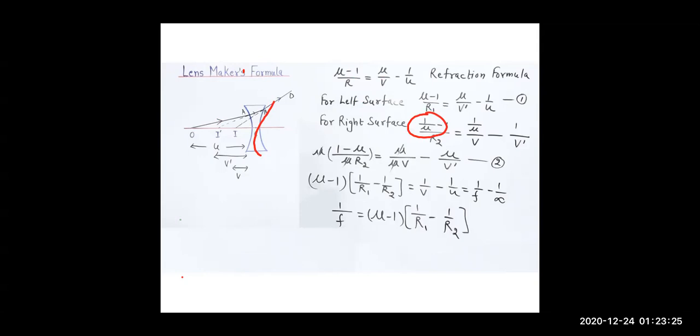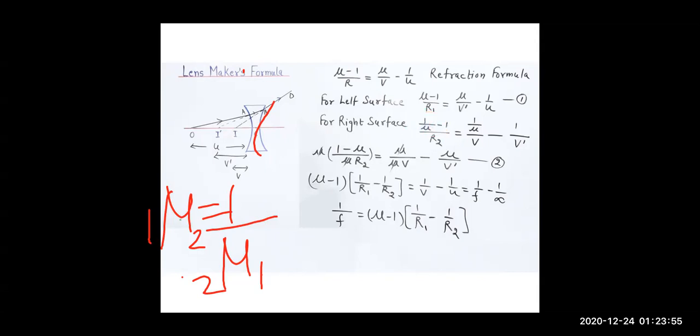So applying the principle of reversibility of light, 1 upon mu is mu12, which is equal to mu21, right? So for the right surface we are going to write 1 upon mu, because now the light is not going from rarer to denser, it is going from denser to rarer, right?